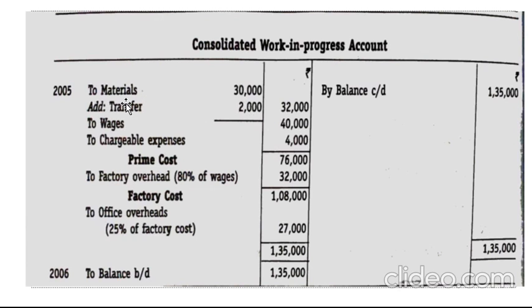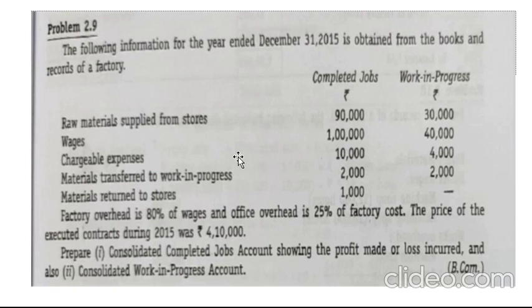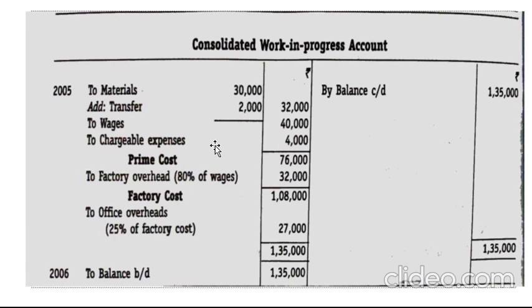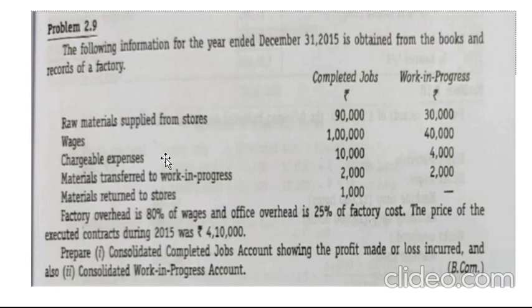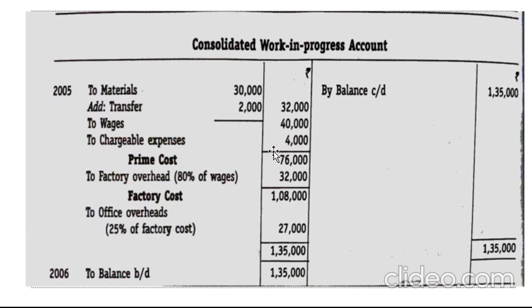So you will add transfer materials from completed job. From the existing materials 30,000, you will add transferred materials which is 2,000. So 30 plus 2 will give you 32,000. Next you have wages. Wages is 40,000. So you will consider wages 40,000. Next, after your wages, you have chargeable expenses. Chargeable expenses 4,000. 4,000 is also considered.